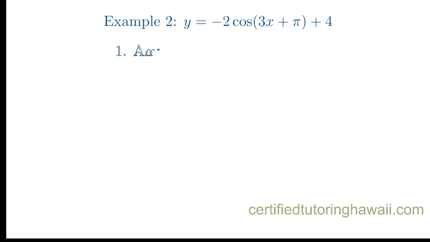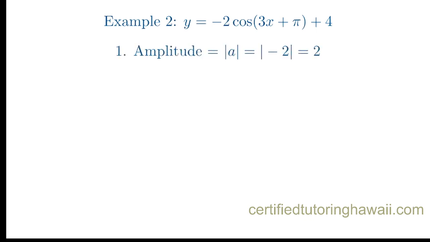Let's try another example, this time using a cosine function to show that the process is the same. Consider the function y equals minus 2 cosine of the quantity 3x plus pi, all plus 4. First, the amplitude. A is minus 2, so the amplitude is the absolute value of minus 2, which is 2. The amplitude is 2.